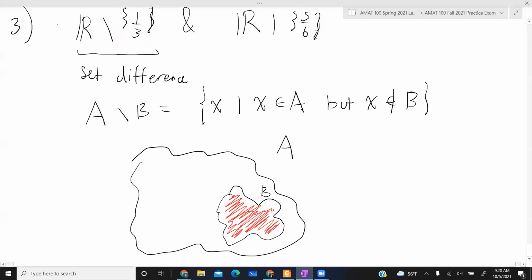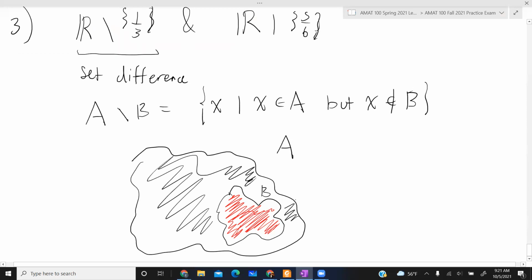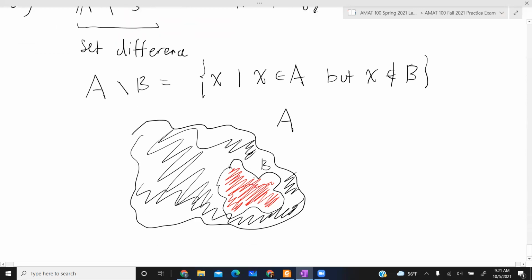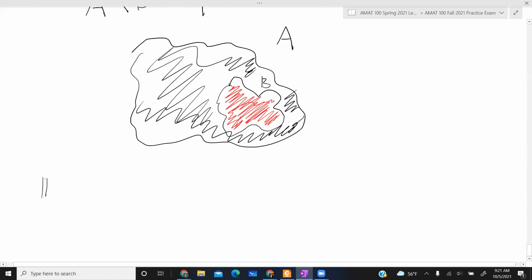And A minus B, or A set difference B, is all this here outside of it, but still in A. It's everything that's in A, but not B. So in other words, you're taking this red part out, you're subtracting it off. So R, for example, R set difference 1/3 is basically you're taking the real line and you're just taking the point 1/3 out. And I'll explain to you why I'm doing that in a moment.